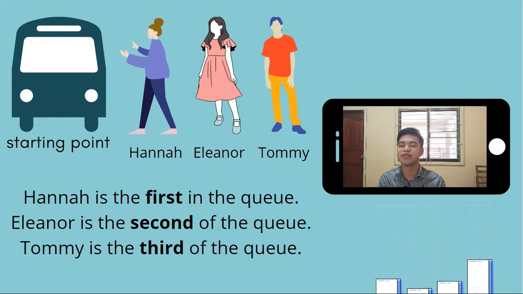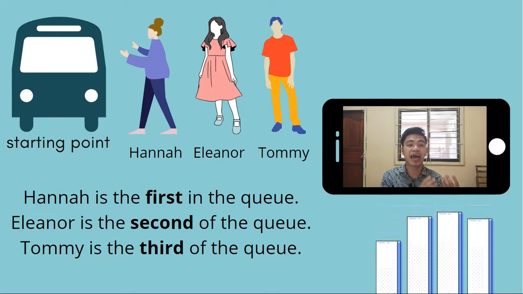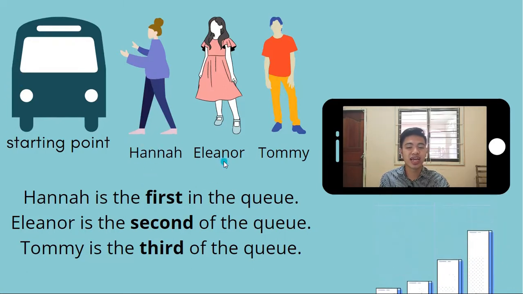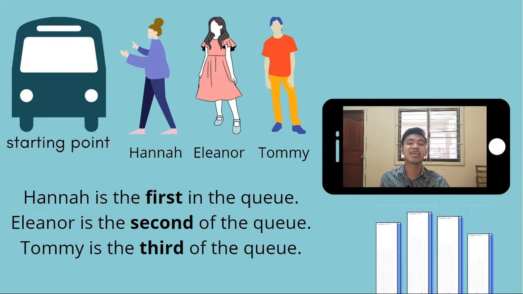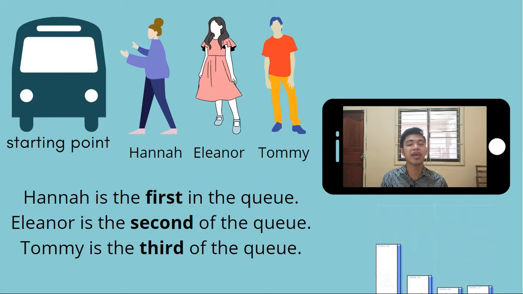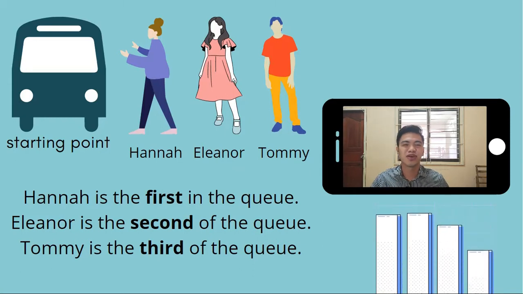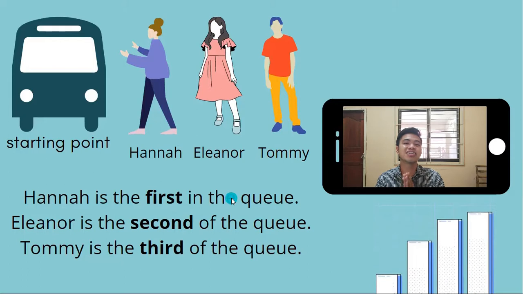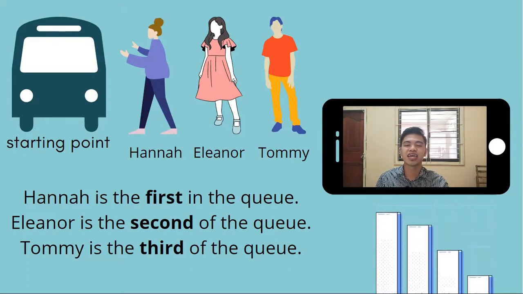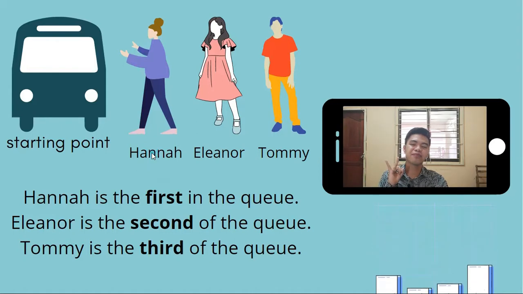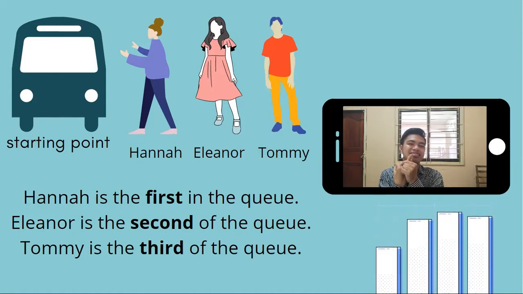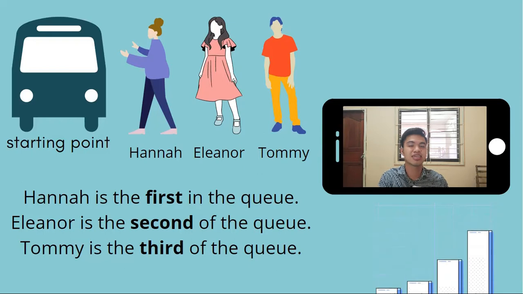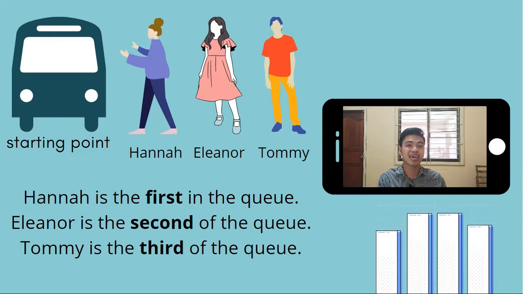Next one is Eleanor. Eleanor is next to Hannah. So you can see here, there is Hannah and then there is Eleanor. So Eleanor is the second in the line or second of the queue. Okay? I'll say second. So as we can see here, Eleanor is the second in line. Okay? Eleanor is second in the queue. Okay, we have first and then second, okay? Hannah is the first and Eleanor is the second. Remember, when it is number one, it will be first. When it is number two, it will be second, okay?